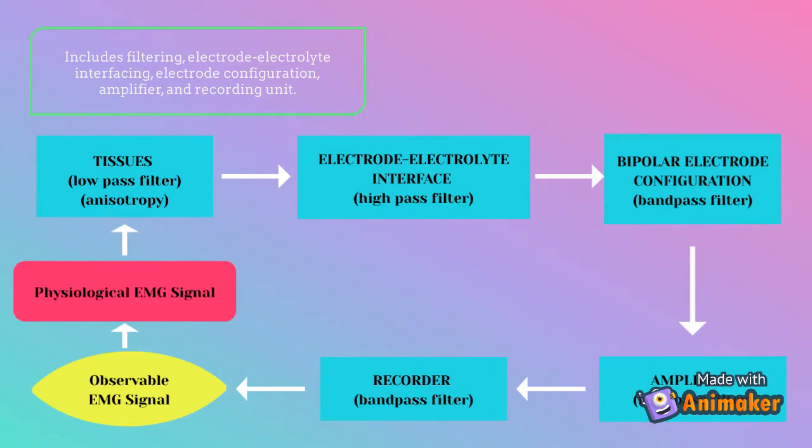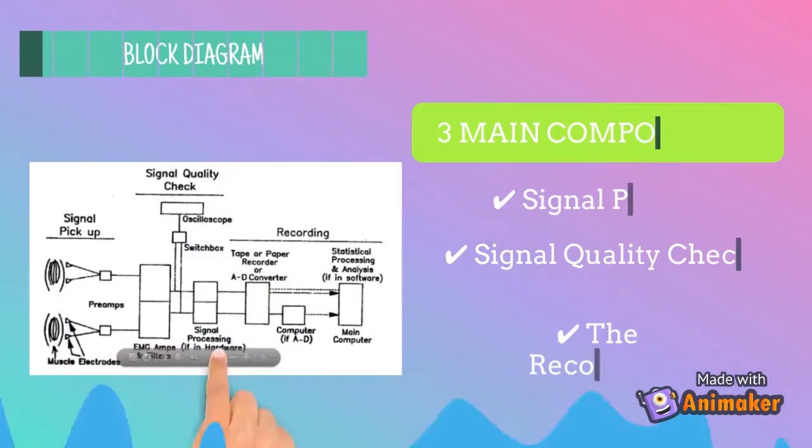Physiological EMG signal. First, tissues: low-pass filter and anisotropy. Second, electrode-electrolyte interfaces: high-pass filter. Next, bipolar electrode configuration: it is a bandpass filter. Then, amplifier is a bandpass filter, and the recorder is a bandpass filter. Lastly, observable EMG signal. Block diagram.